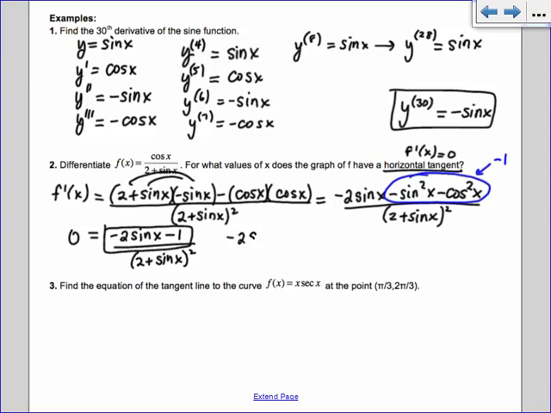So I'm going to say negative 2 sine of x minus 1 is equal to 0. So I'm going to add the 1 over. I'm going to divide by negative 2. So I get sine of x equals negative 1/2. Now, it would have been nice if I had said on the interval 0 to 2 pi, but I didn't. Okay, so we actually have to include all solutions.